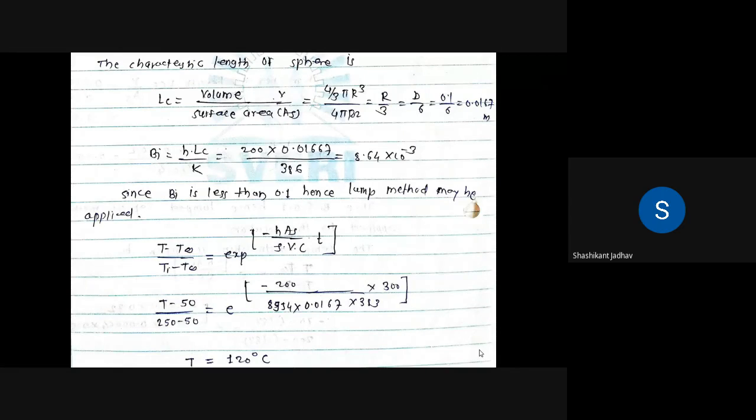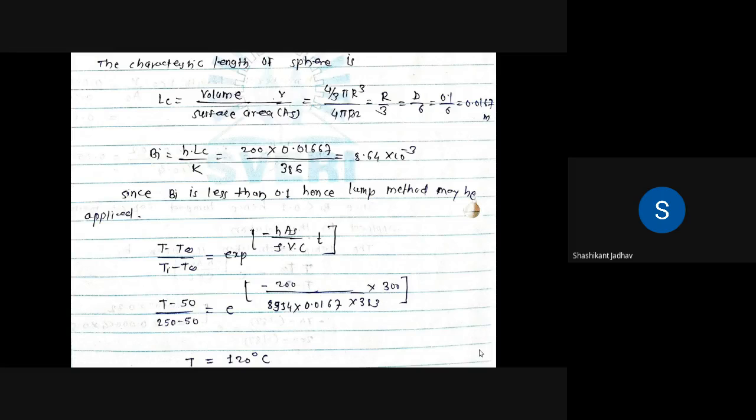Okay, so volume by area is nothing but the characteristic length. So instead of A_s by V, we have to write that directly as L_c value, that is 0.0167 in the denominator. So we have to calculate the value of T. Surrounding temperature is given as 50 degrees Celsius. Initial temperature is given as 250.